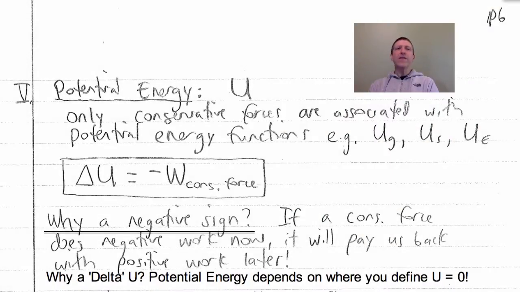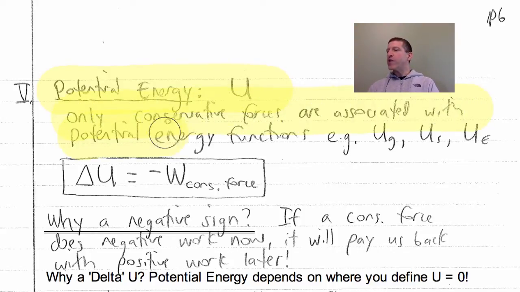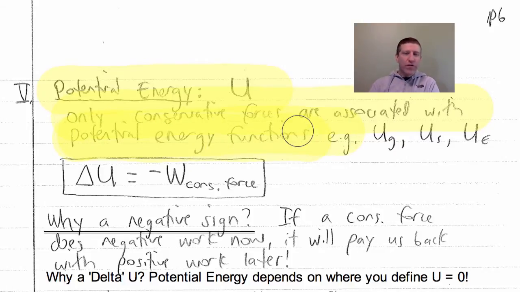Now we're finally going to get to the punchline of why we spent so much time understanding the difference between conservative and non-conservative forces. Potential energy, for which we use the symbol U. All forms of potential energy, we're going to be using the symbol U. You can use the symbol PE, but most university textbooks will use U. So it turns out that only conservative forces are associated with potential energy functions. Potential energy function, you could just say equation if you want.